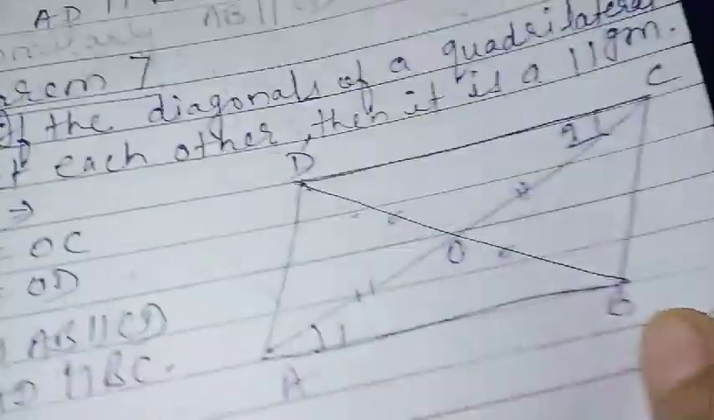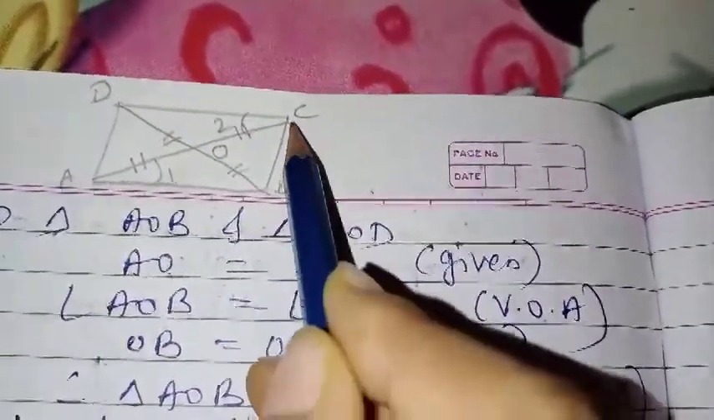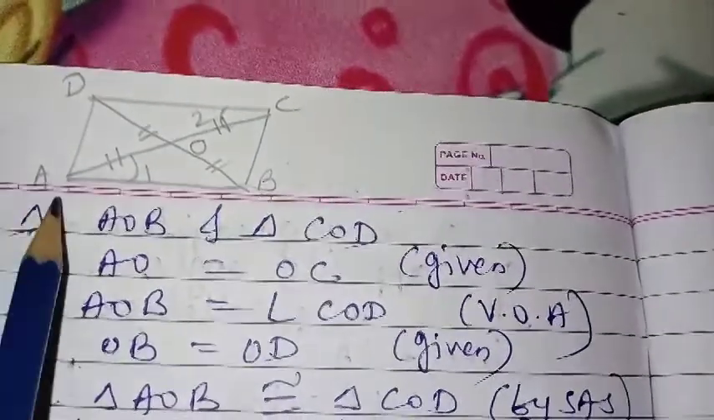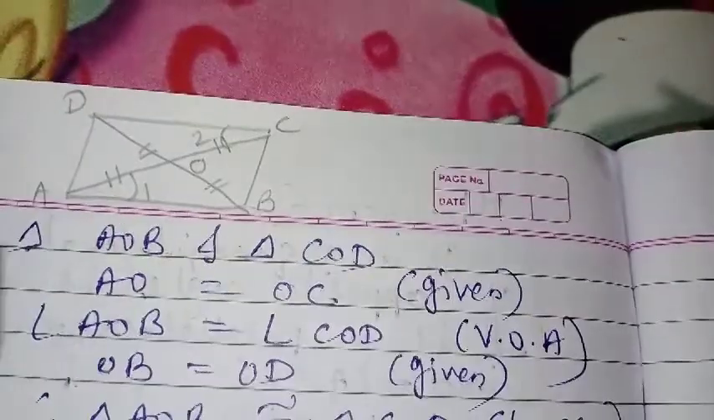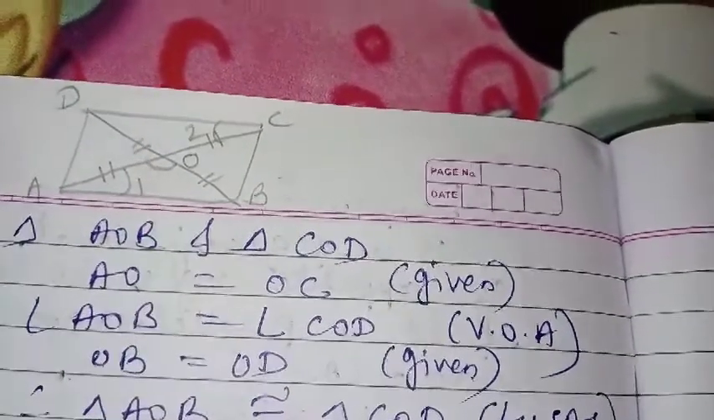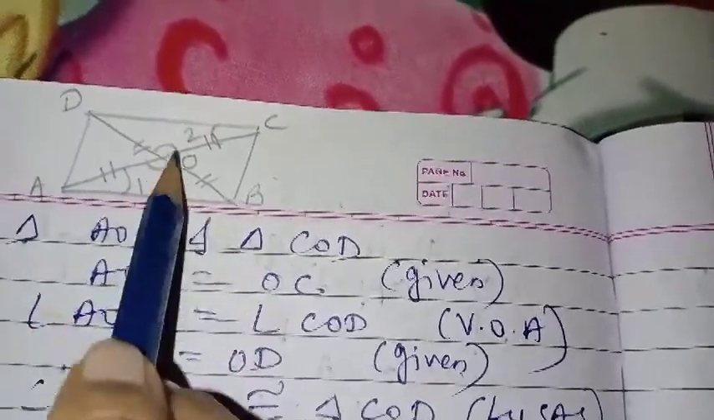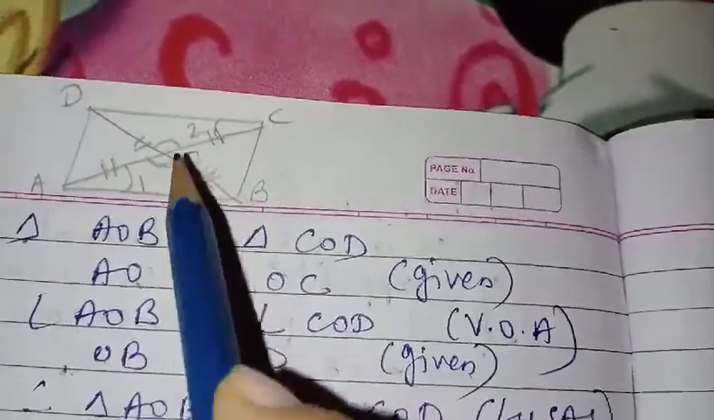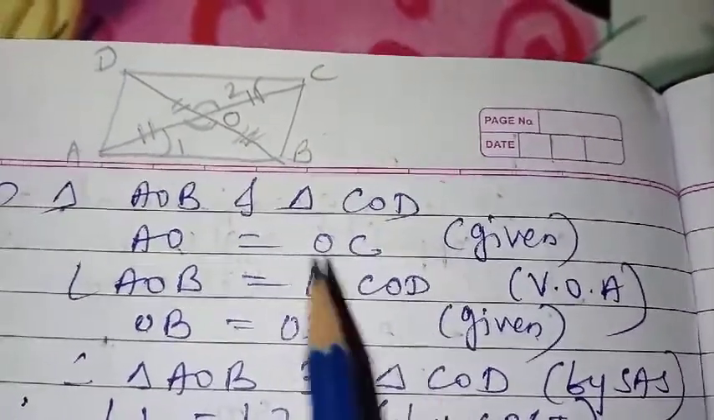Yes. How? See this. In the same diagram, I have drawn triangle AOB and triangle COD. Can we prove them congruent? Very easily. AO equals OC, it is given. Then angle AOB is equal to angle COD, vertically opposite angles. And BO equals OD, given. So by side, angle, side, triangle AOB is congruent to triangle COD.